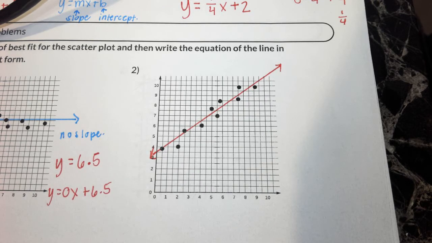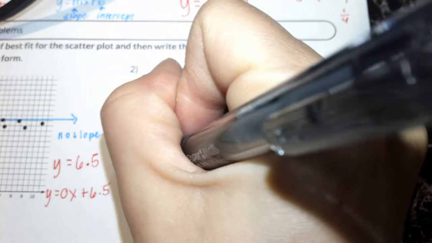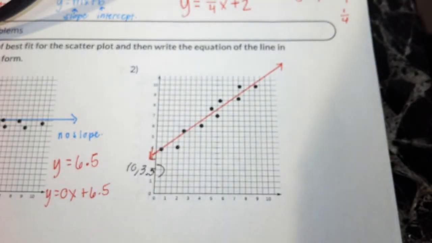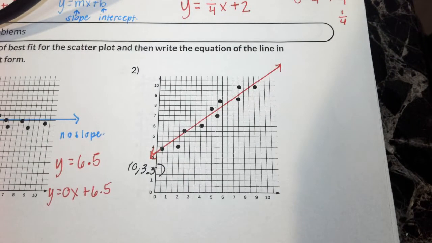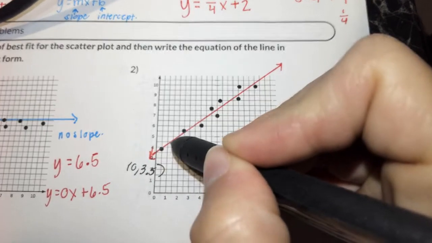So, if you look at this, this is crossing at 0, 3.5. That is my intercept. Okay, your next thing is you need to go along and find where else does it cross.